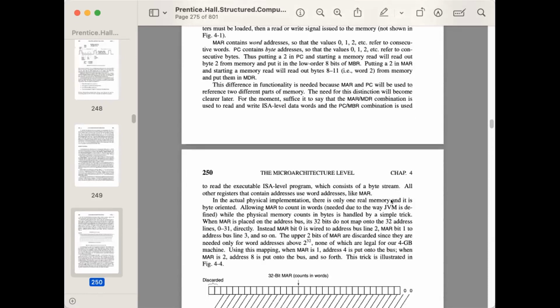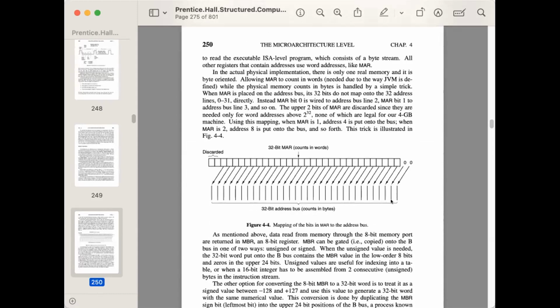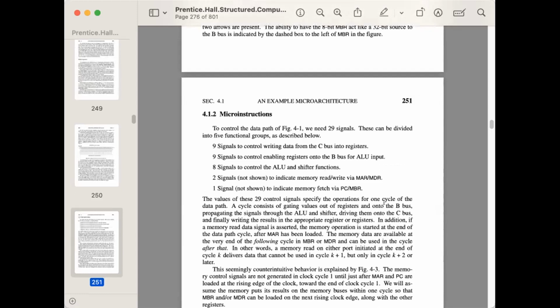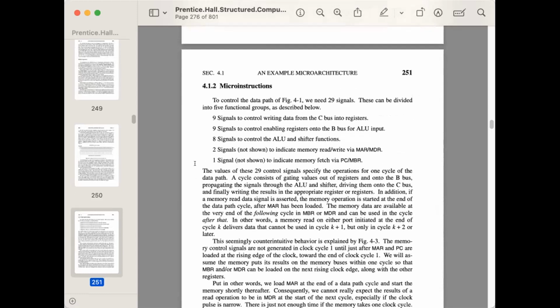This talks about the memory that we have. In this case, we have a 32-bit address bus. So that 32-bit address will tell you how many memory values you can store there, or how many can be addressed with 32 bits. And then we talk about the micro instructions from that figure.